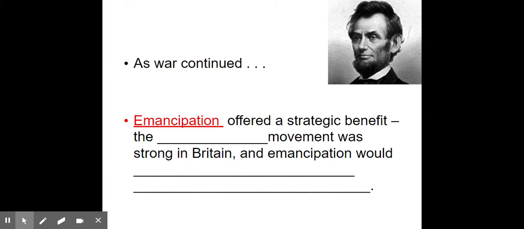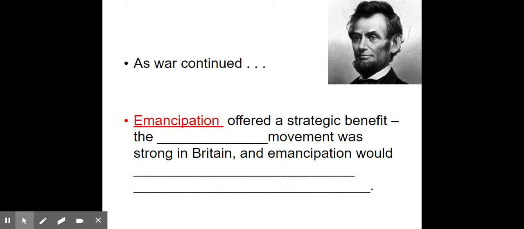emancipation, freeing the slaves, abolishing slavery, begins to offer a strategic benefit for the war effort. Besides that, Lincoln is also, thanks to guys like Frederick Douglass and other abolitionists, beginning to see that slavery is a moral wrong and it should be gotten rid of. So he's beginning to say, I need to do something about slavery. Nothing says we can't change the Constitution and give me the power to do something about slavery. The 13th Amendment, but that comes later. He's beginning to see, I need to do something about it. Plus, it offers a strategic benefit.